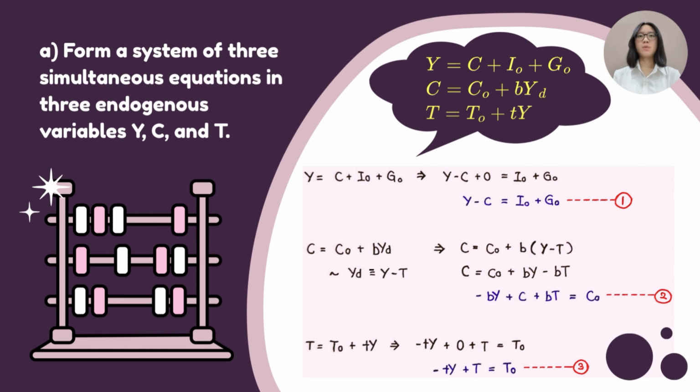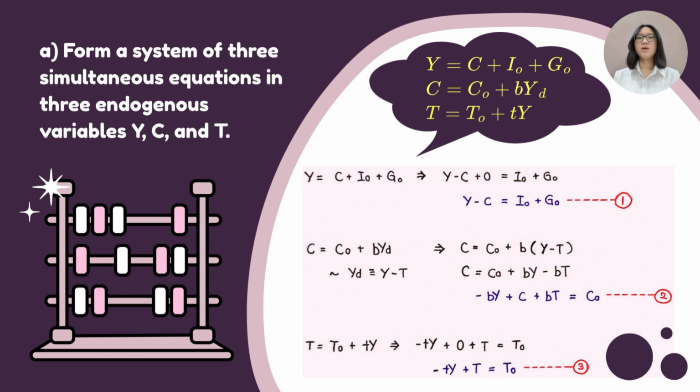We need to form a system of 3 simultaneous equations in 3 endogenous variables, which are Y, C, and T. The national income model is Y equals C plus IO plus GO, C equals CO plus BYD, and we know that YD is identically equal to Y minus T. T equals TO plus TY. The endogenous variables are Y, C, and T. When we want to build a matrix form, we need to follow the sequence Y, C, and then T. If any one of them is missing, we define it as 0.